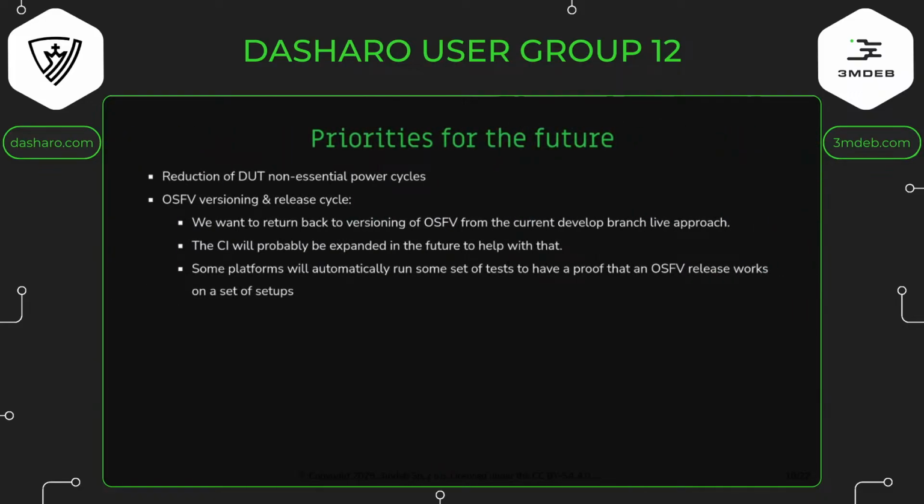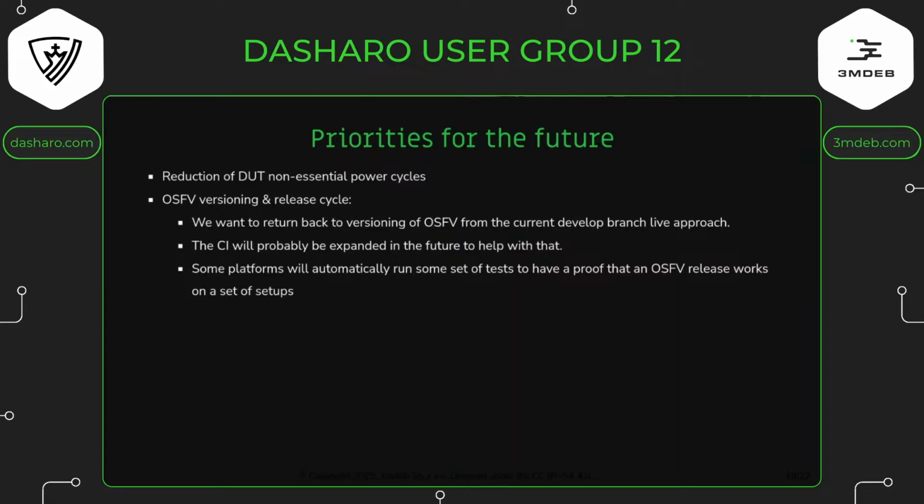Open source firmware validation priorities for the future. We're already working, and we will be working, on reduction of non-essential power cycles, like, for example, power offs and power ons that are part of setting the DUT state, but are not related to tested functionality. Because this is a huge cost in our validation process. For example, at the beginning of execution of the test, we're going to the Dasharo menu to set the state of some options. And it's power off and reboot, and sometimes it's more than once.